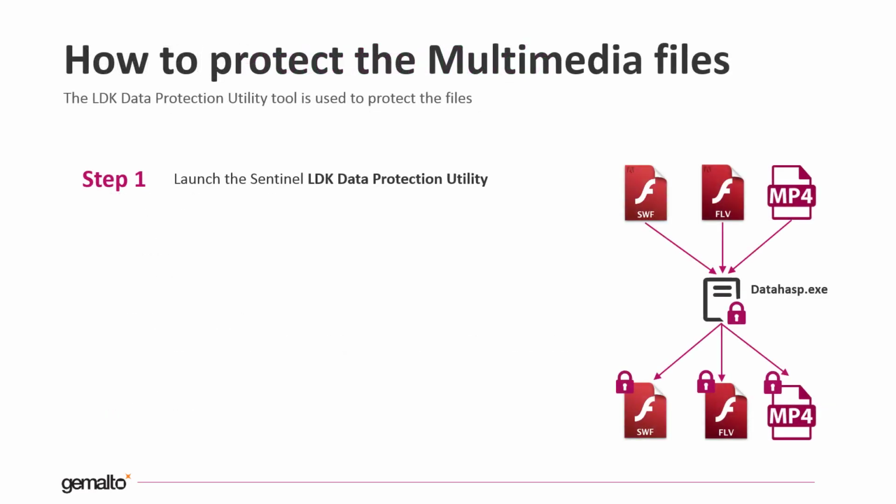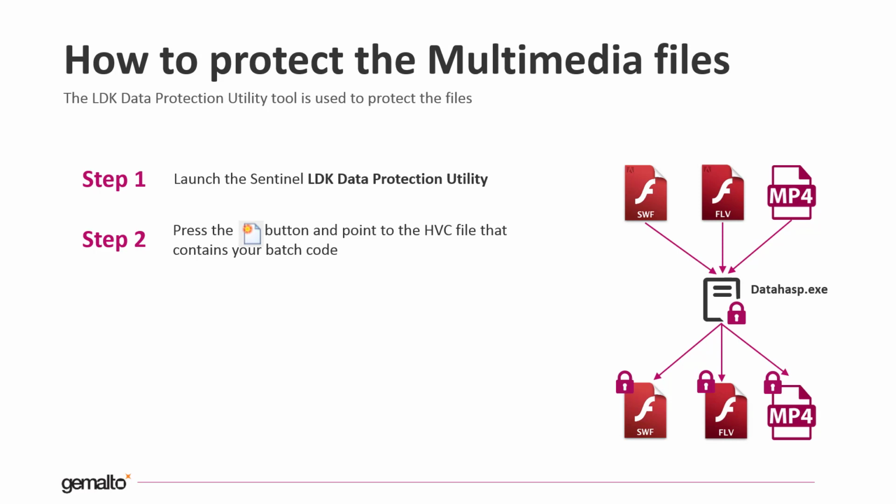Before using the protected multimedia files, we need to protect them. To do so, we use the LDK Data Protection Utility, which is part of the LDK vendor suite. Using this tool is very easy and the protection can be accomplished in just 4 steps. First of all, we need to launch the tool. The name of the executable is datahasp.exe. We can launch it directly or through the Sentinel vendor suite utility.